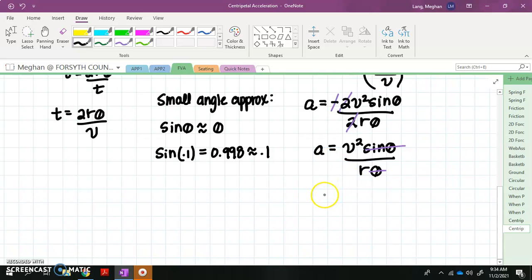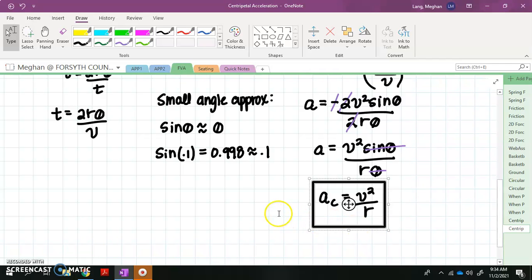So then I'm left with this acceleration, which is our centripetal acceleration, being equal to v squared over r. So as promised, there is our derivation to get this equation of v squared over r. Let me know if you have any questions.